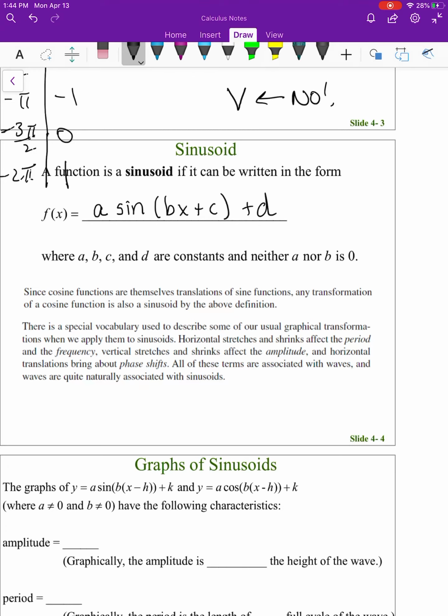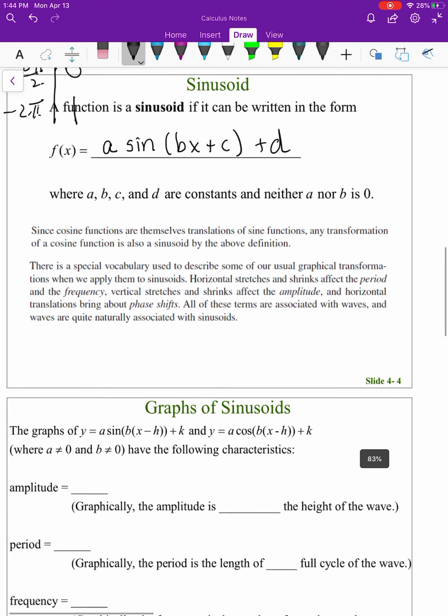If you gave me a sine function, I could give it to you back as a cosine function that's been translated. If you give me a cosine function, I can give you back the exact same function as a sine function that's been translated. So it's sine or cosine there when they're asking you to draw a sinusoid.